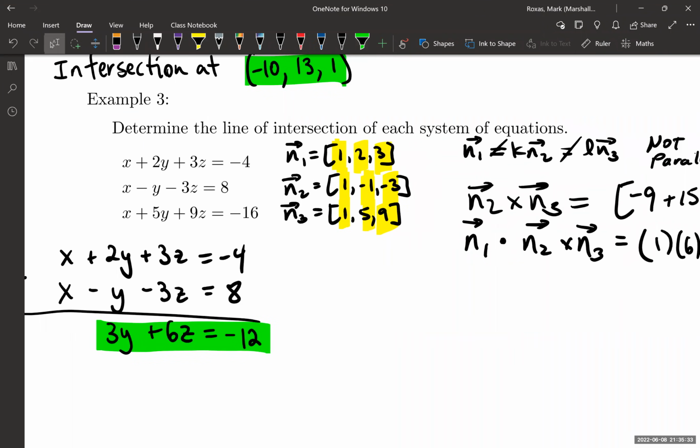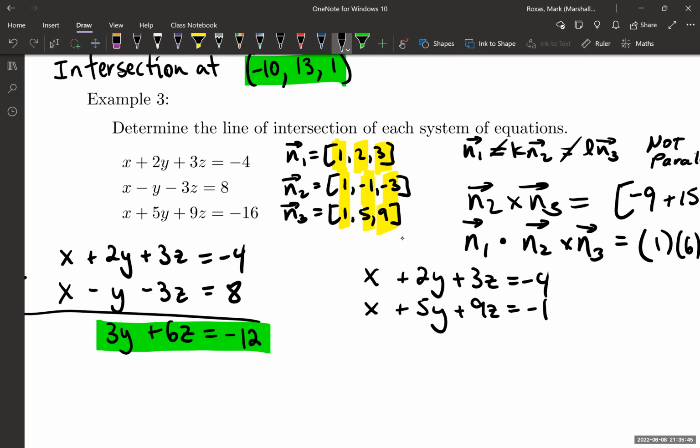Now, just like before, I'm going to take the first equation, x plus 2y plus 3z equals -4, and the third equation, x plus 5y plus 9z equals -16. If I eliminate x again by subtracting, x minus x is 0, 2 take away 5 is -3y, 3 take away 9 is -6z, and -4 take away -16 is +12.